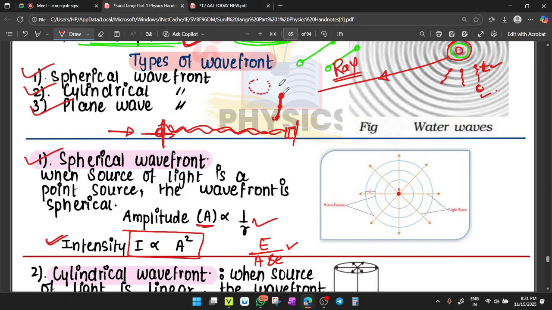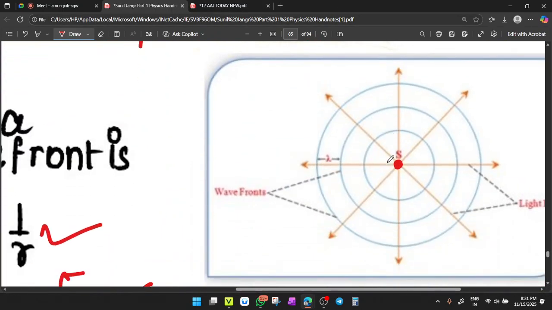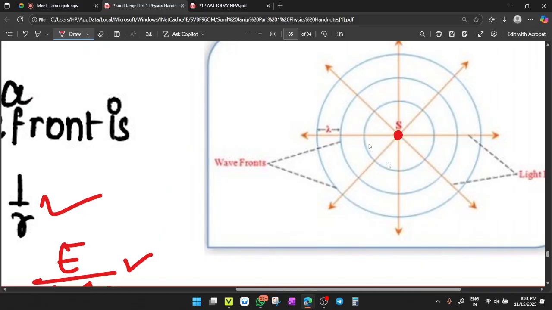Now see the wavefront. Here is the source. Now the source is emitting the light rays. These are the light rays and this is the wavefront. This is your source. Clear? The first wavefront just after the source is called the primary wavefront. Clear or not clear? The first wavefront is called the primary wavefront.